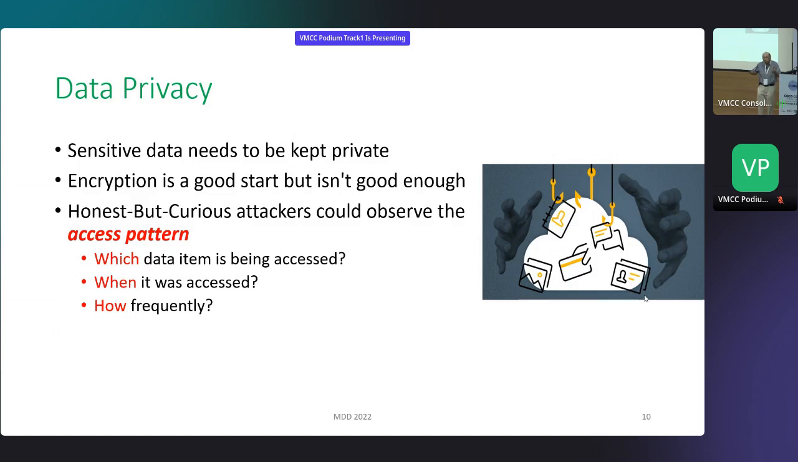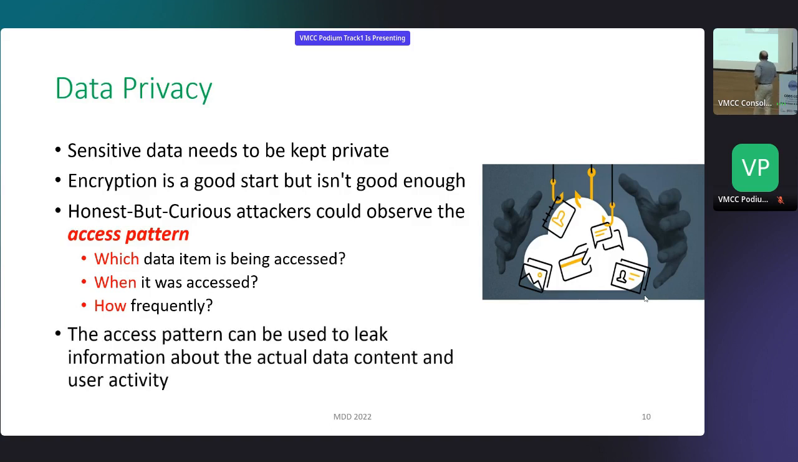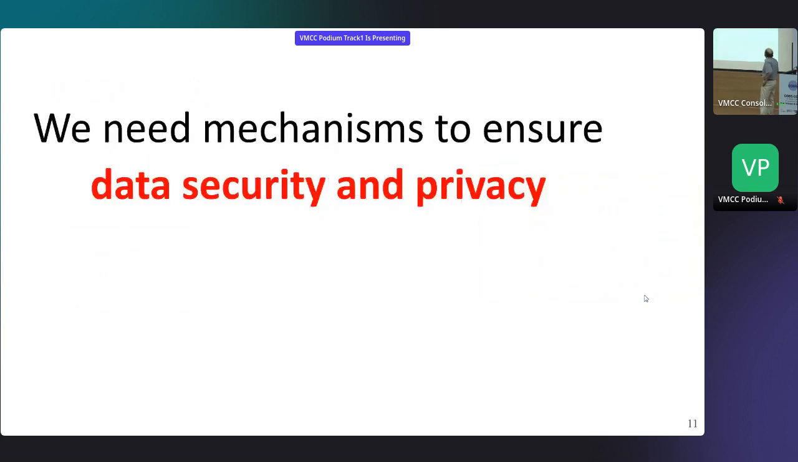Hot items imply something. If everybody is accessing, what is the name, VMCC today, then they will know that a lot of people are coming to this conference, yeah? And then they know that you are going to this conference. And then they're going to start telling you something, advertising or something, yeah? So this is how, without really knowing what VMCC is, I didn't know actually when I came, I just wandered around. So the access pattern can leak a lot of information. So what we are going to try and do is to develop, and people have been working on this problem for a while.